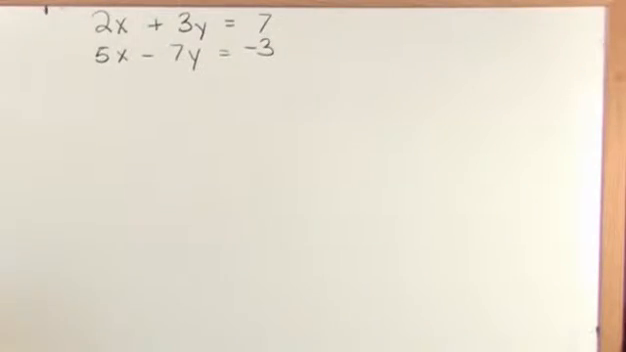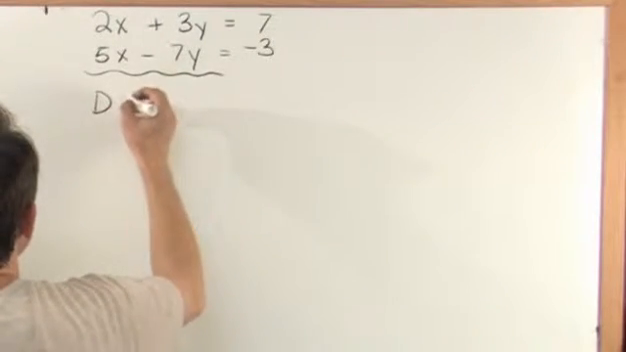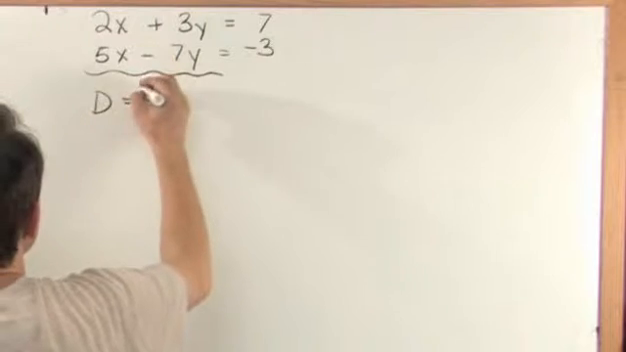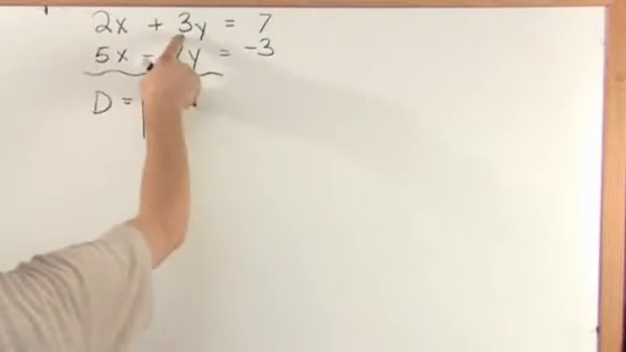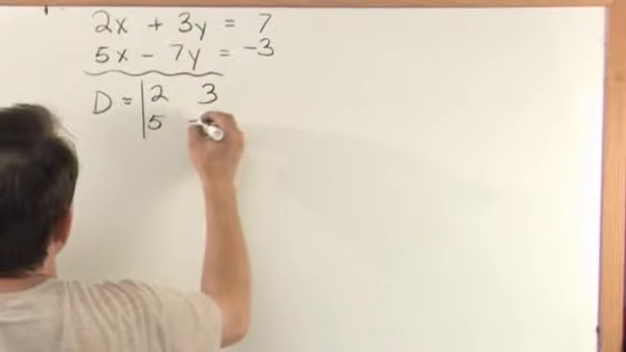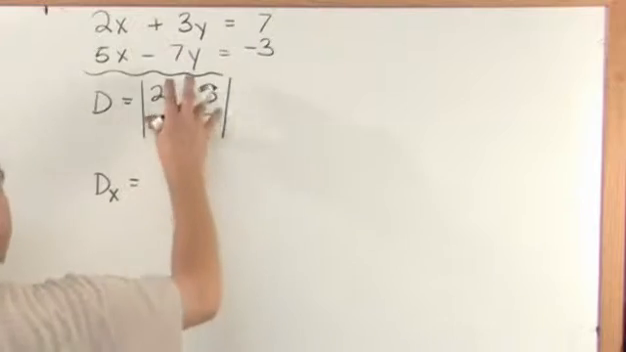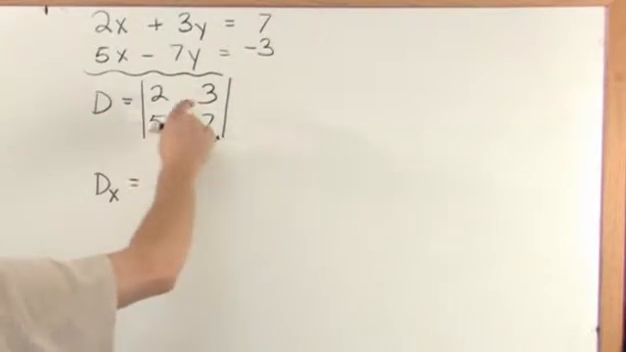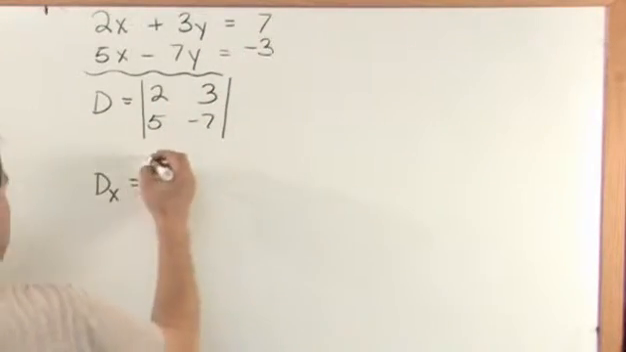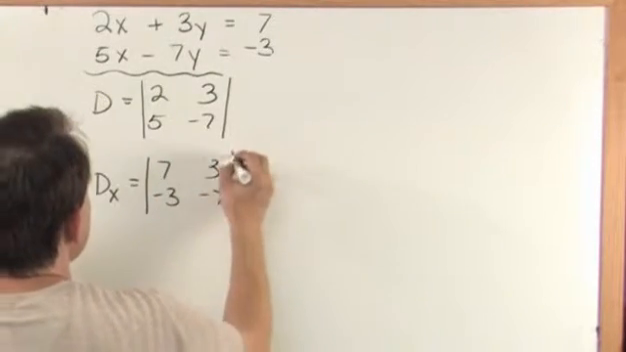So the first thing you want to do is define your matrices. So matrix D is going to be the coefficients here, okay? And that's going to be 2, 3, 5, negative 7. Okay? Dx is going to take this matrix, and the coefficients that deal with x, we're going to replace by what's on the other side of the equal sign, which is 7, negative 3, 3, negative 7.